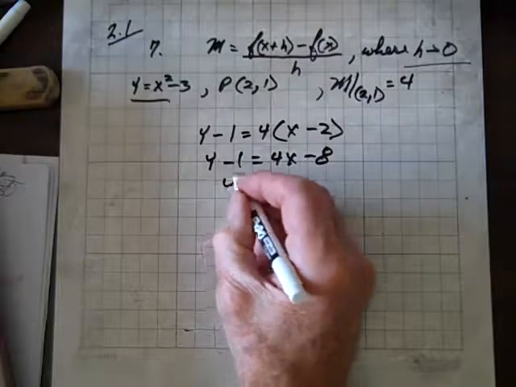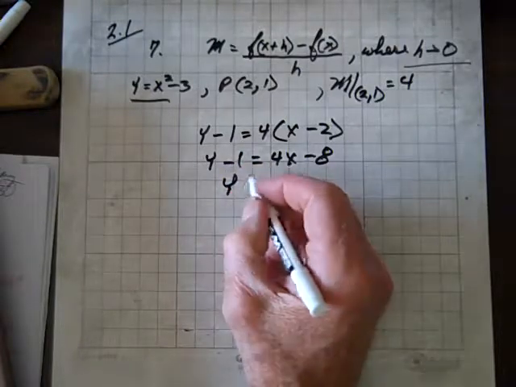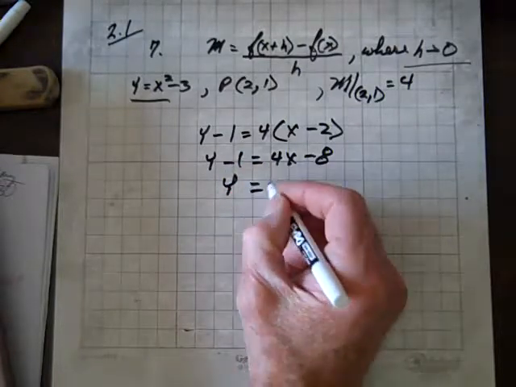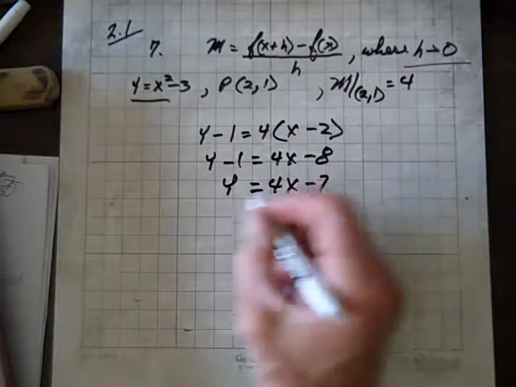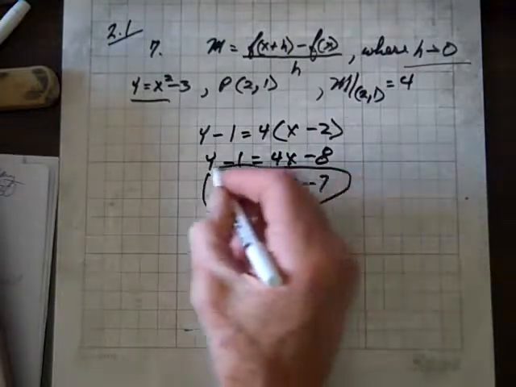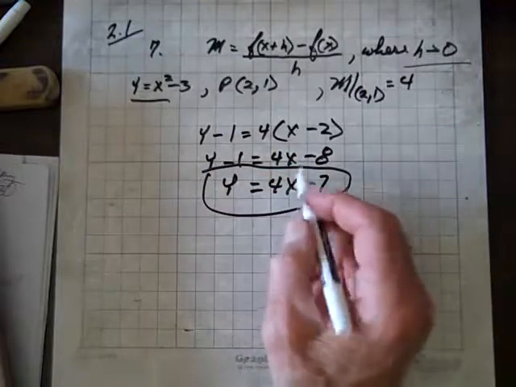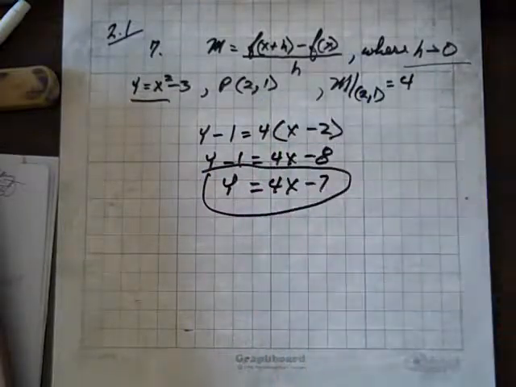Now let's add 1 to both sides. If we add 1 to this side, we just get a y. And if we add 1 to negative 8, we get negative 7. And there's the equation of the tangent line to the curve at this point.